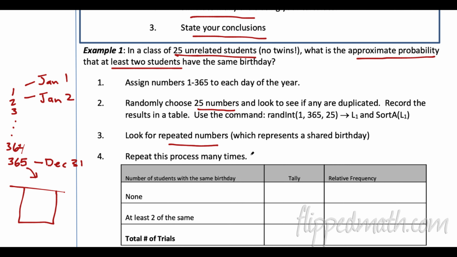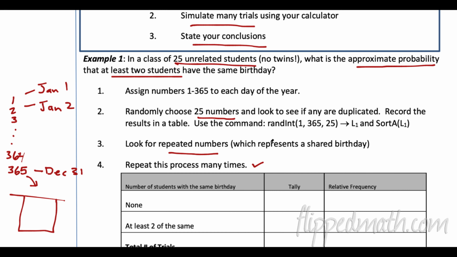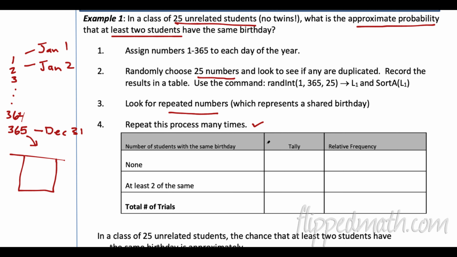Then the last part, this is important. We have to theoretically repeat this many, many times. And what's nice about computers is you can write a little program and it can do this. You can say, hey, run this 10,000 times. It's easy for the computer to do, and it saves us time. And as we do it, we're going to calculate the probability based on what we observe in our simulation.